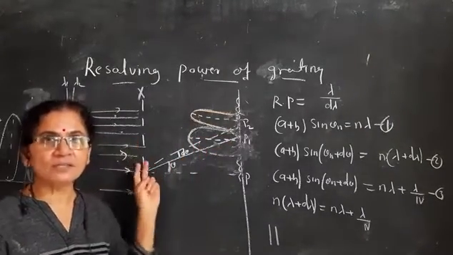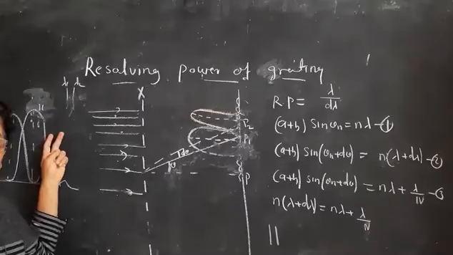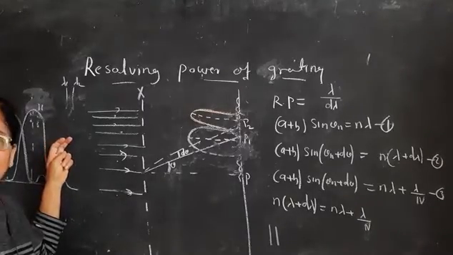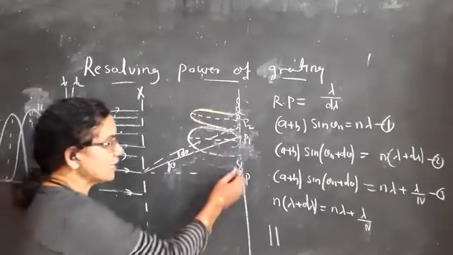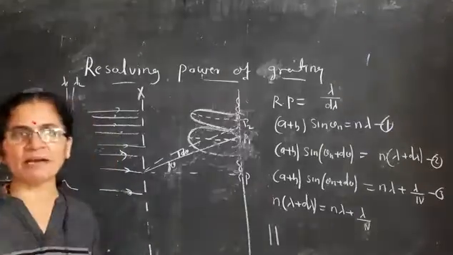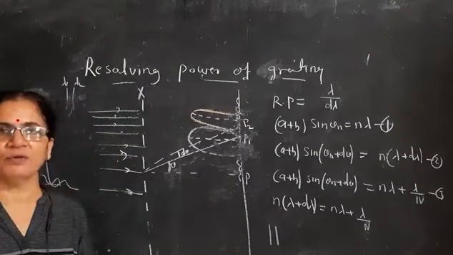Suppose the rays, how many wavelengths are there? Two wavelengths, lambda 1 and lambda 2. But if you look directly at the center, you will be able to see only one image, only one spectral line.